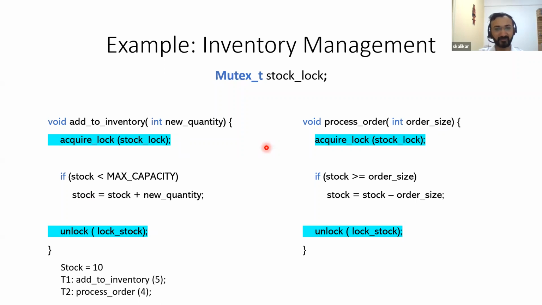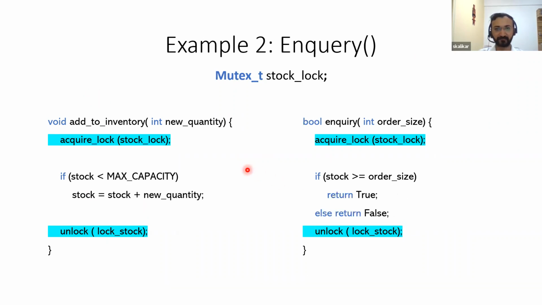Now, if you perform this operation in whatever order you want for T1 and T2 for inventory 5 and 4, it is guaranteed that you will get the value 11. So there are only two possible chances: either add inventory will happen first or the process order will happen first. So there is no confusion of any other interleaving of the steps, right?